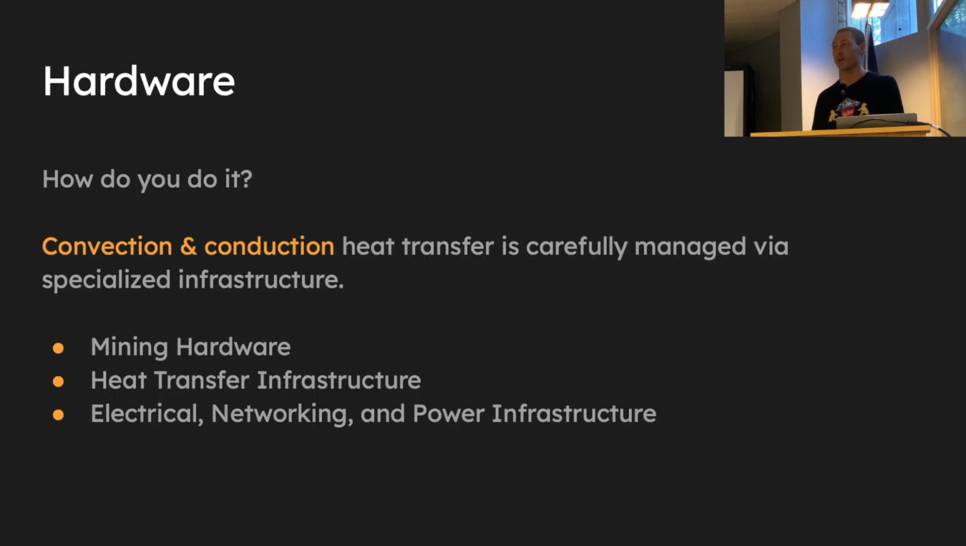So what kind of hardware is involved in managing this heat? How do you do it? I talked about how convection and conduction are the key methods for moving this heat around from Bitcoin miners. It's carefully managed via specialized infrastructure. So you have the mining hardware, and then you have heat transfer infrastructure, and then there's all the associated mining hardware that you need, 240 volt power, networking, power infrastructure, etc.